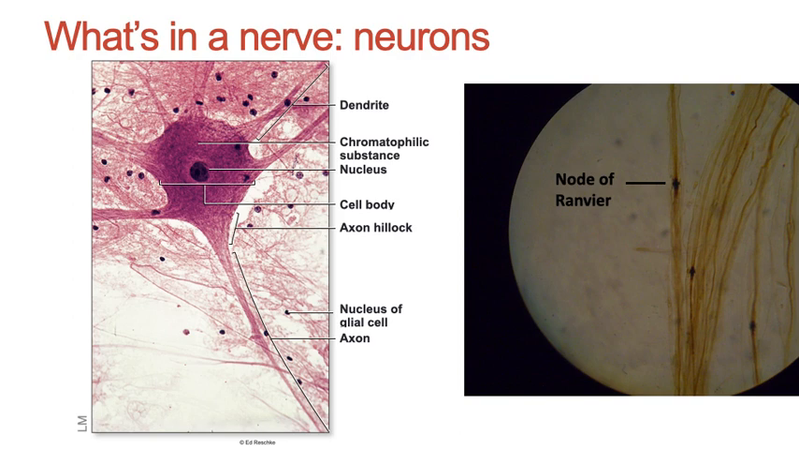Down near the bottom, you can see the nucleus of glial cells as well, and you can make out the axon. On the right-hand image is another micrograph where they have stained it so that you can see those nodes of Ranvier, and that's that little black or really dark area along that yellow axon in that micrograph.